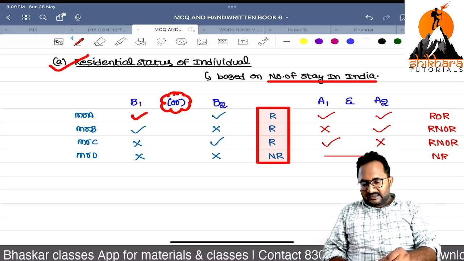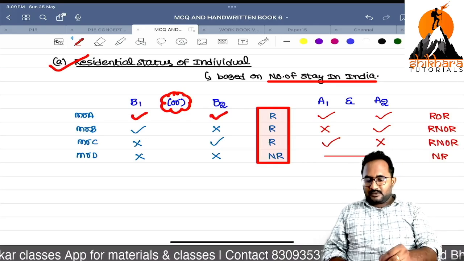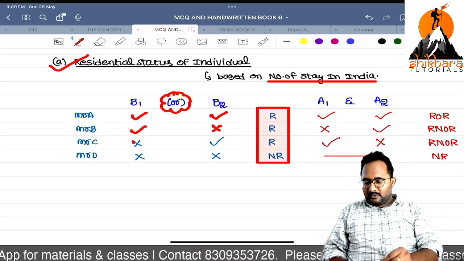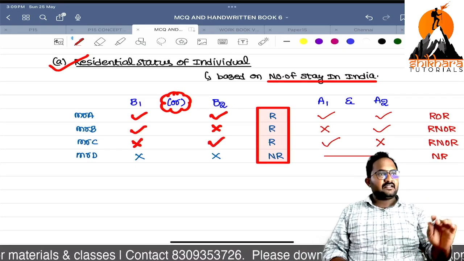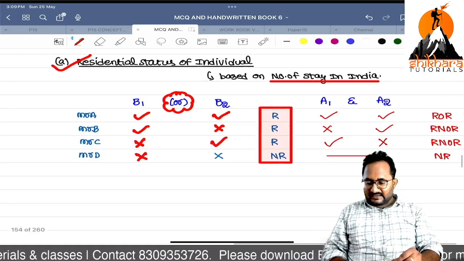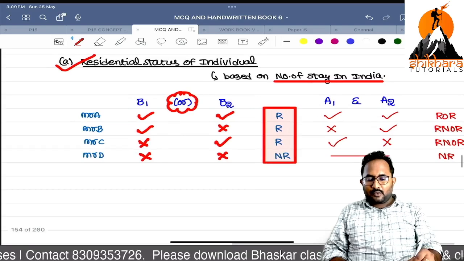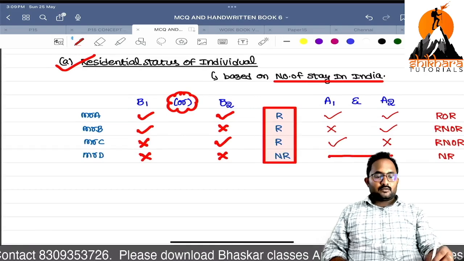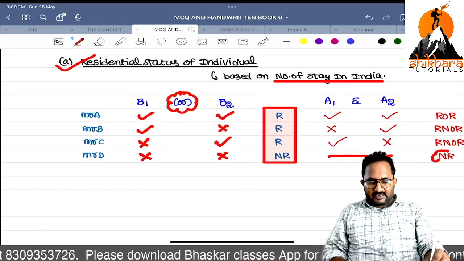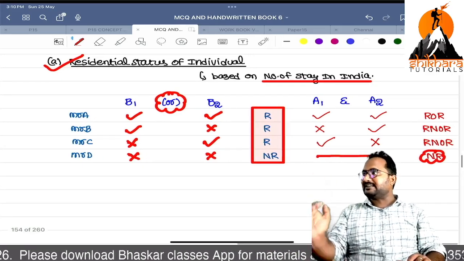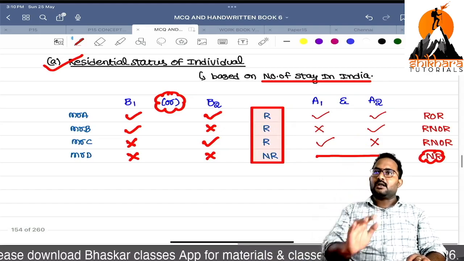Now, if both the conditions are satisfied, the answer is resident. For Mr. B, one condition is satisfied, no problem, resident only. So if only one condition is satisfied, the answer is resident. Here, both the conditions are not satisfied. That's why we can say it is non-resident. Then the issue is closed. Directly we can say he is a non-resident only. But if we got an answer as resident, then we have to further classify that person as an ordinary resident or not ordinary resident.